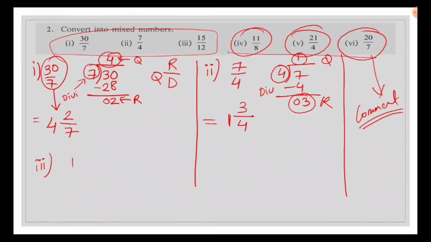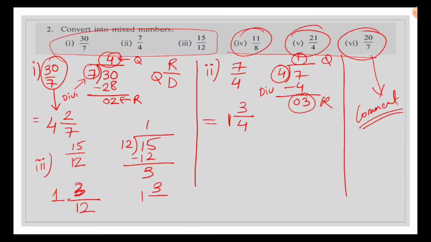Okay, third sum is nothing but 15 divided by 12. So 12 will be outside, 15 will be inside, 12 ones are 12. Okay, so answer will be 3. So our mixed fraction will be nothing but quotient. Quotient is what? 1. Quotient and remainder. Remainder is 3. Okay, this is 3 and our divisor is 12. So 1 3/12. I'll write it here again: 1 3/12. This is the mixed fraction for 15/12. Okay, so these 3 sums will be your homework.